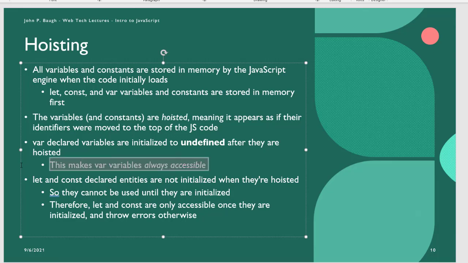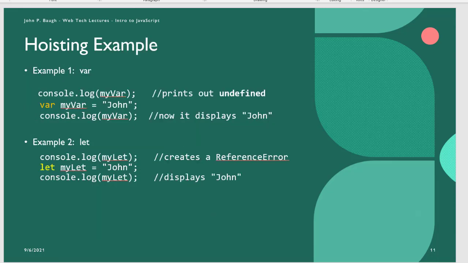So that means that the var variables are always accessible. Let and const declared entities are not initialized when they're hoisted, so they can't be used until they're initialized. So let and const are only accessible once you have explicitly initialized them with some sort of value. Otherwise, they throw errors. It's not a syntax error. It's actually a runtime error.